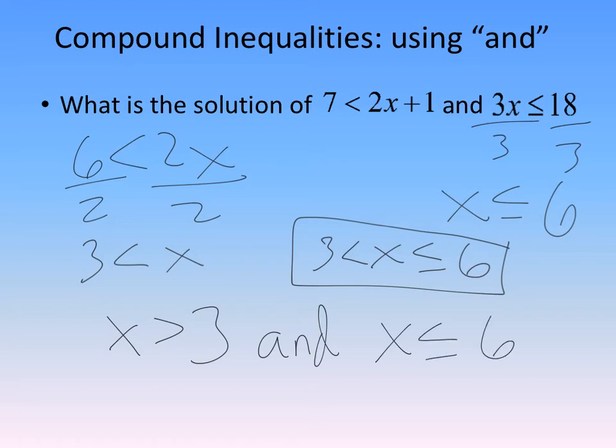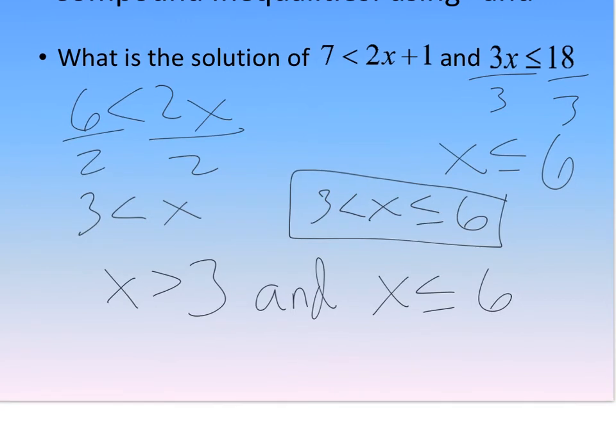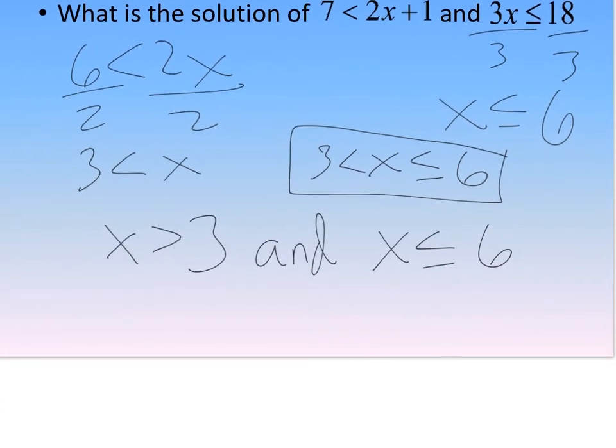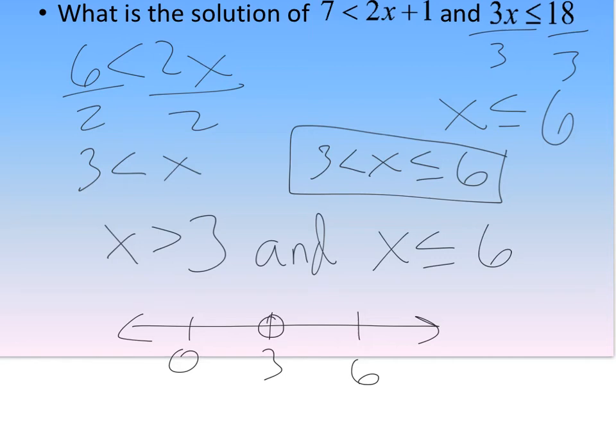Cool? Now if we were to graph this on a number line, here's my 0, here's my 3, here's my 6. Well, it's going to be open on the 3. It's going to be closed on the 6 because it's equal to. And you're going to be shaded between the two. Okay? So shading between those two. Because it's greater than 3, it's less than or equal to 6, it's between those two numbers.